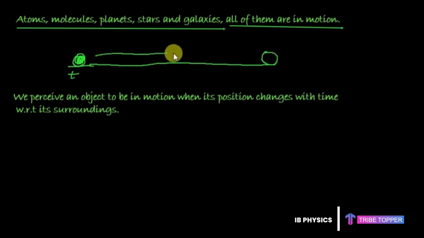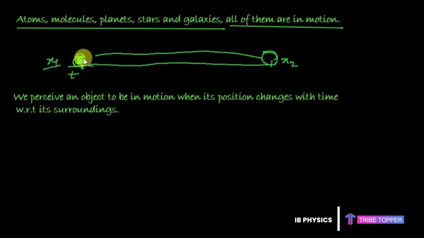Now you see that this object has changed its position. So suppose here the position was x1, then here is the position x2, and you can make it out because you can see that the position of the object is changing with respect to the surroundings. You might have something around you, and according to that you can make out that the position of this ball has changed, maybe in 2 seconds, 5 seconds, whatever time, with respect to its surroundings. So that is why we can say that it is in motion.